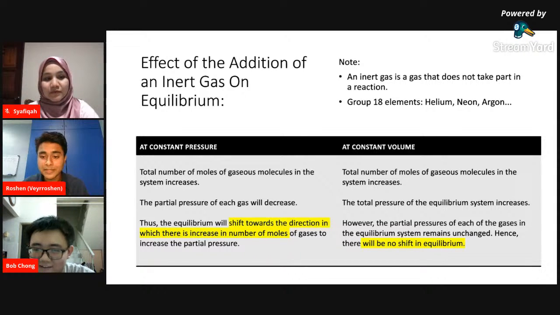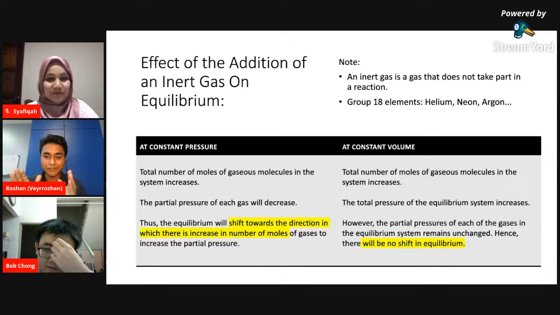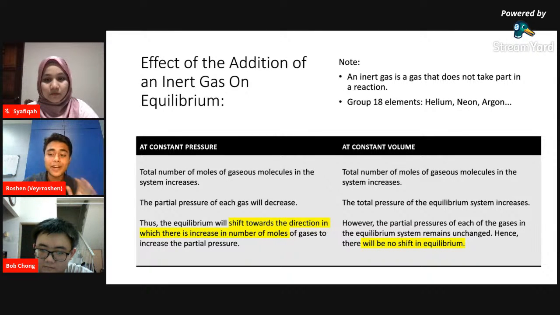So since the volume is constant, the partial pressure will remain unchanged. So there's no difference in partial pressure. So it's like, nothing, no difference in partial pressure. Everything that needed to be balanced is already balanced. Okay, so there's literally no change. So in the end, there's no shift in equilibrium. So for this, the answer is no shift in equilibrium. You don't need to memorize the whole essay. You just know in the end that there's no shift in equilibrium. Why? Because the partial pressure is unchanged. There's no change in the partial pressure of each gas.